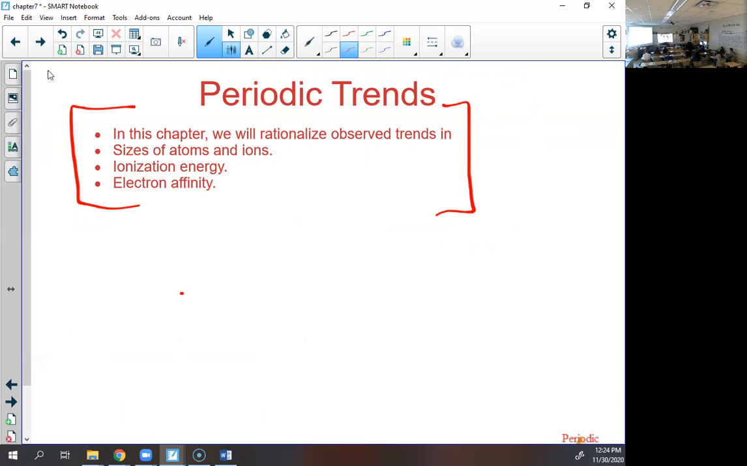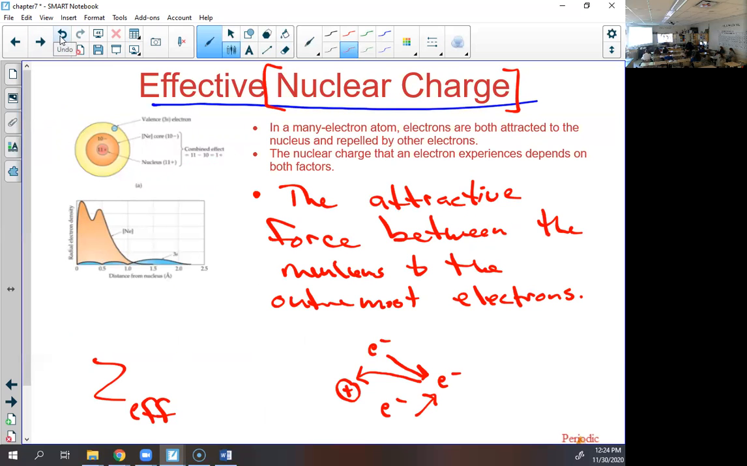Okay, so just diving right in. We talked about this a tiny bit in the last chapter when we talked about photoelectron spectroscopy. We talked about the attraction of an electron to its nucleus. Does that sound familiar? We called it the nuclear charge. Another name for it is the effective nuclear charge. It's the same idea. It's the attractive force between the nucleus and the outermost electrons. It's any electron, but we mostly worry about the valence electrons.